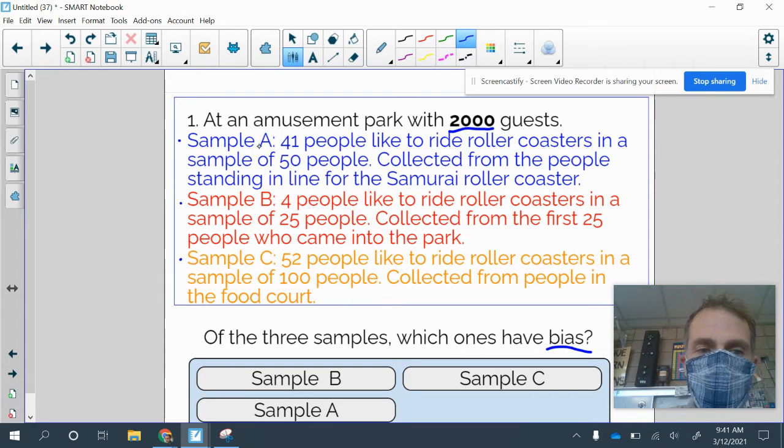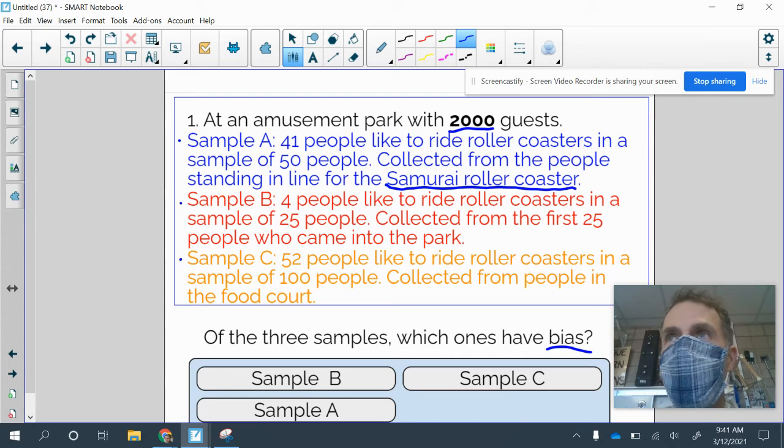So sample A, 41 people like to ride roller coasters in a sample of 50 people. So 41 out of 50 liked roller coasters. This was collected from the people standing in line for the Samurai roller coaster. So that seems to me to have quite a bit of bias because these people were in line for a roller coaster. So of course they like roller coasters, unless they're trying to torture their kid or something. I'm pretty sure the answer is sample A, but let's just take a look at the other one.